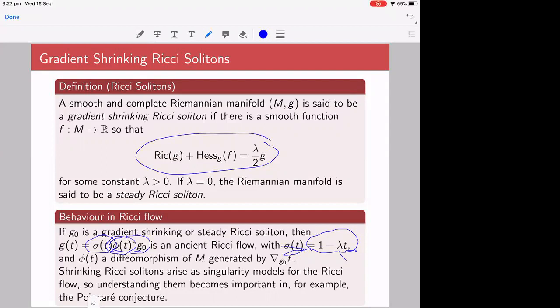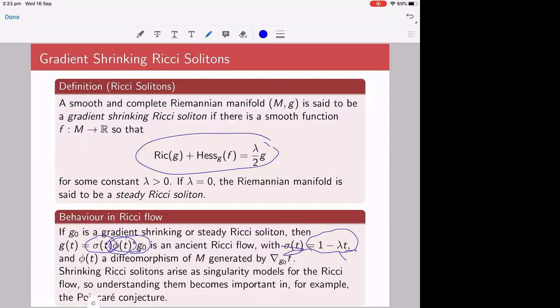So where does this time-varying diffeomorphism come from? Well, it's basically the diffeomorphism generated by a vector field. And in this case, the vector field is the gradient of f taken with respect to g naught.